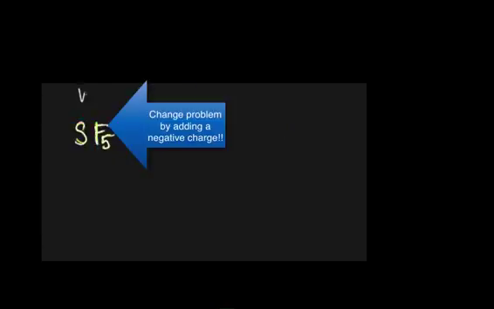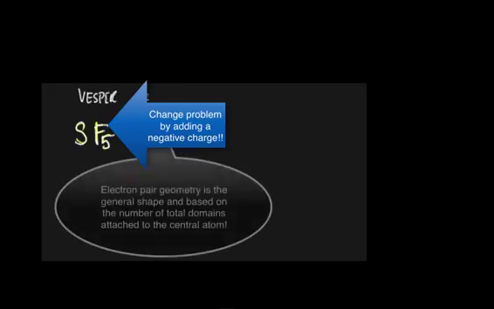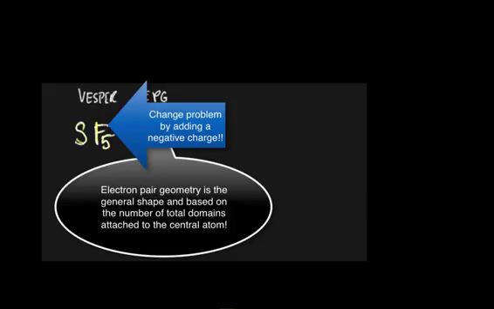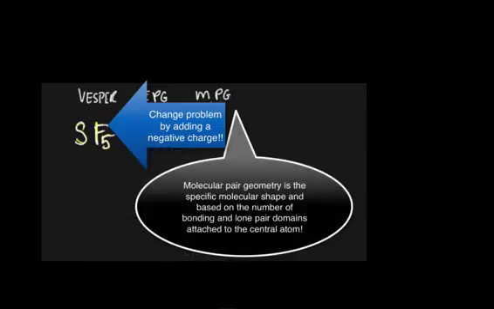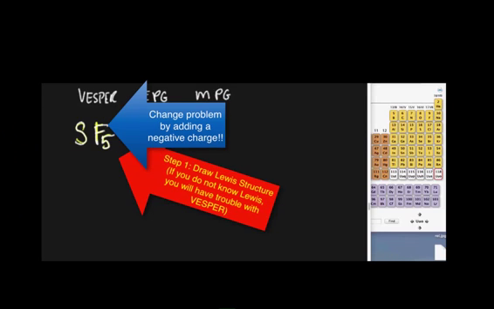I want to know the VSEPR. I want to know the electron pair geometry. This is just the general shape that it takes on. And then depending on the number of lone pairs, I can determine the molecular geometry. Okay. So what is the first step? Count the valence electrons.